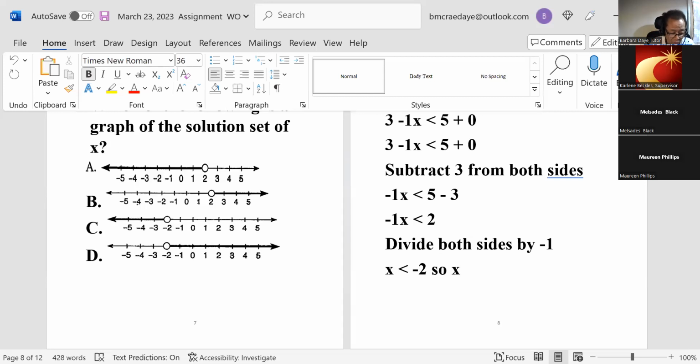So x is greater than negative 2 because we divided by a negative. So now you look at these number lines. Which one says x greater than a negative 2? Mercedes, hold up. Which one says x greater than a negative 2? No, x is less than a negative 2. No, it's greater than negative 2, because remember, we divided both sides by a negative. So we reverse the sign from less than to greater than.